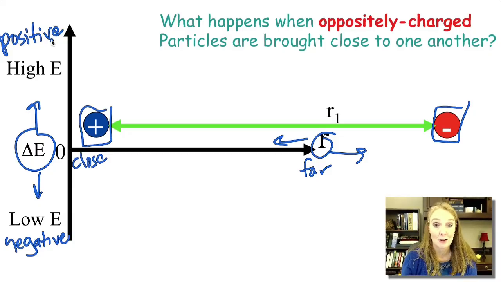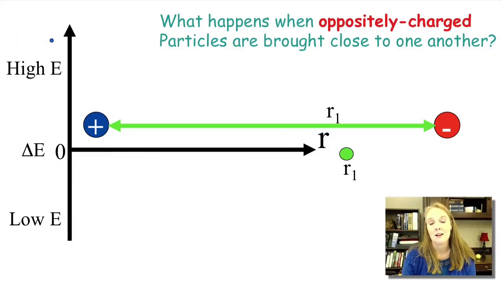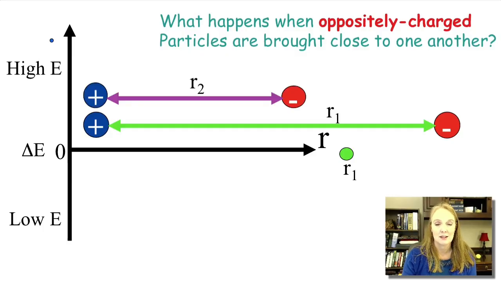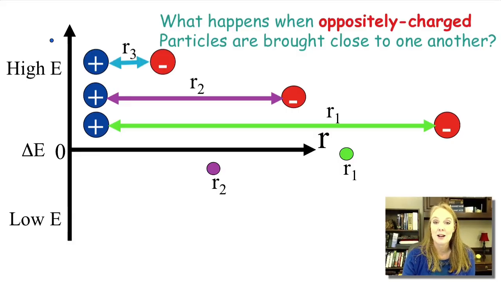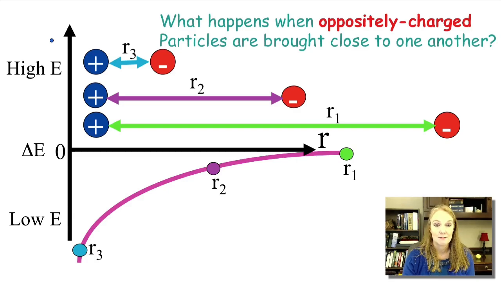Okay, so now let's move those particles closer together. At large distance, right, the energy is essentially zero because they're too far apart to notice each other. But as they get closer and closer together, R2 is going to be a slightly smaller distance. This time, the opposite charges are attracted to each other. They want to be close together. So their energy goes down as they move closer together. Here's R3, a third point that's even closer together. So the minimum energy for the oppositely charged particles is for them to be close together.